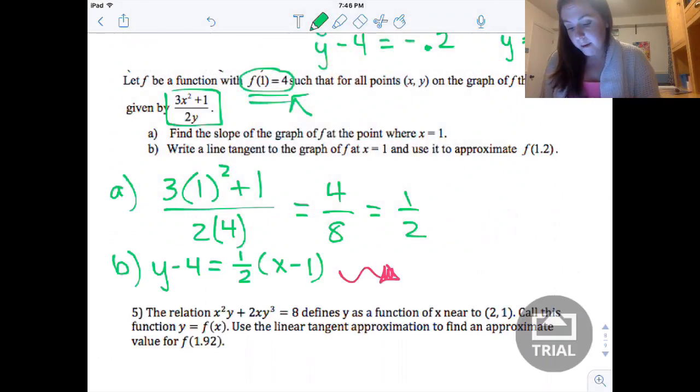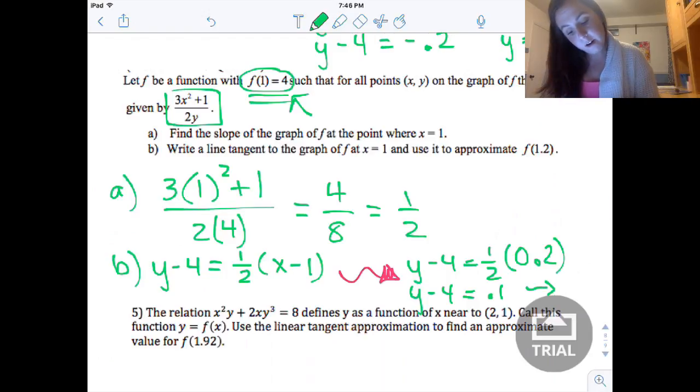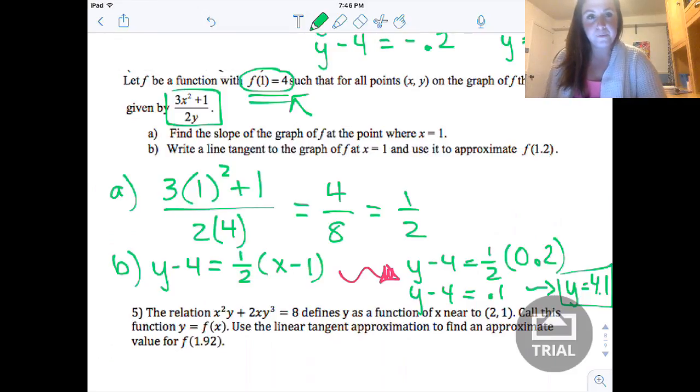Y minus 4 is 1/2 times 0.2, right? 1.2 minus 1. And half of 1.2 is 0.1. So y minus 4 equals 0.1. Therefore, y equals 4.1. That's your approximation.